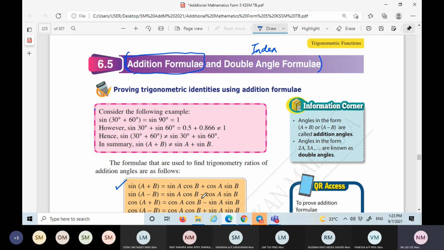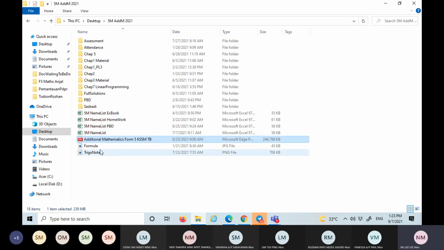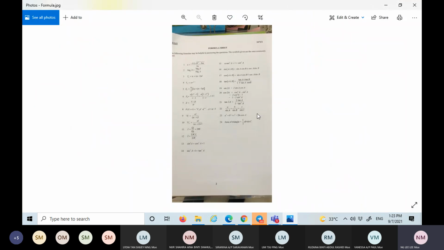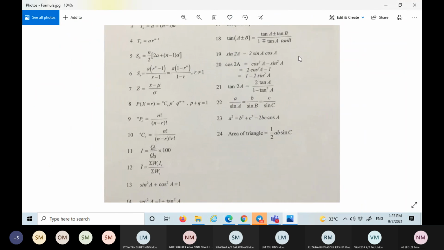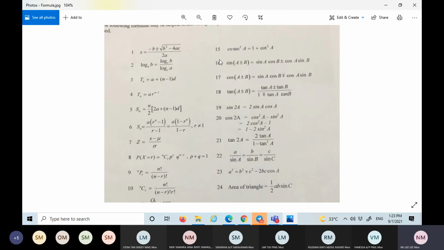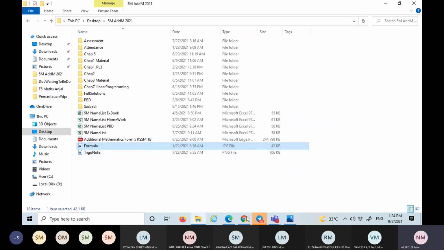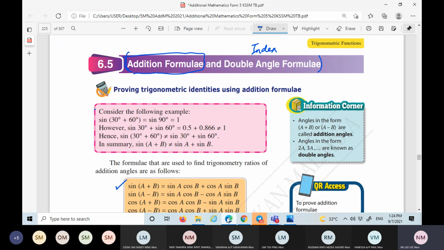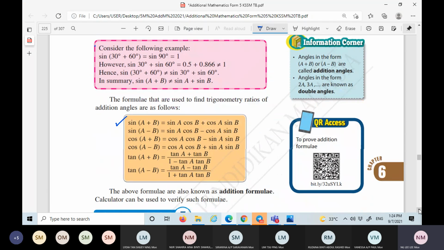Let me see whether this formula is given. Got it. So this one, 16, 17, 18, these three are the addition formula. So we come back here. This is the addition formula. You can put a note. If you want to copy, better for you to copy. Then you can put a note, say given in the formula list.